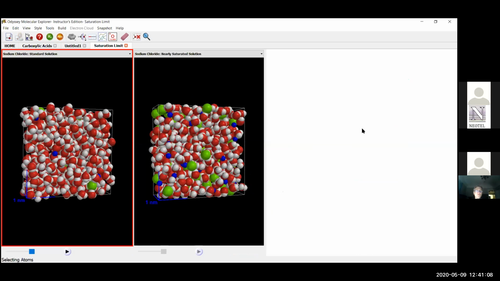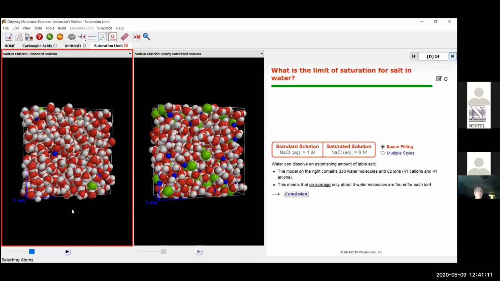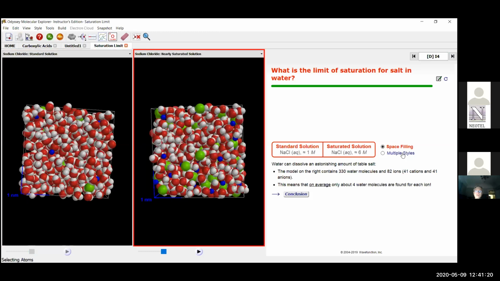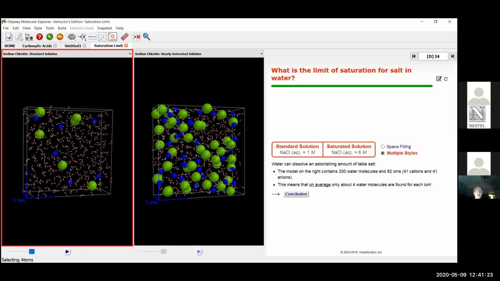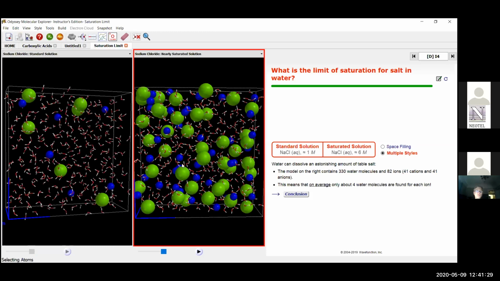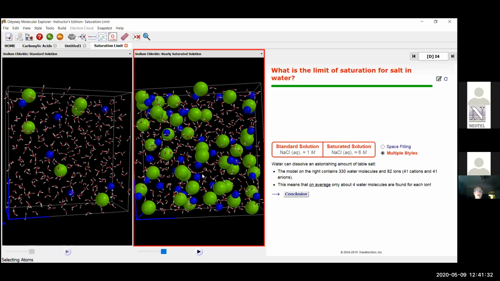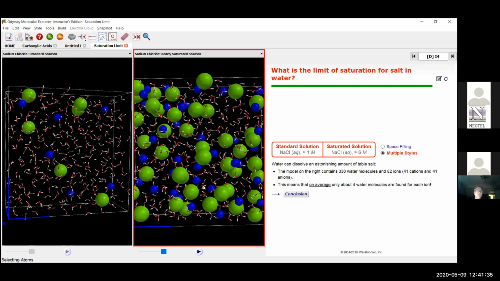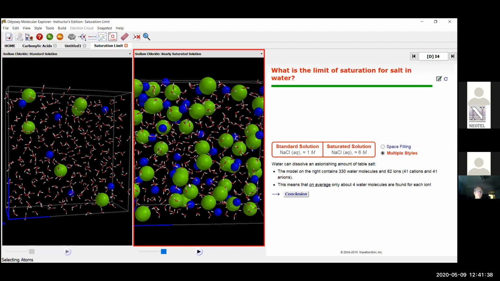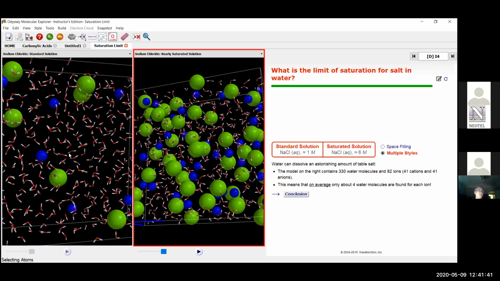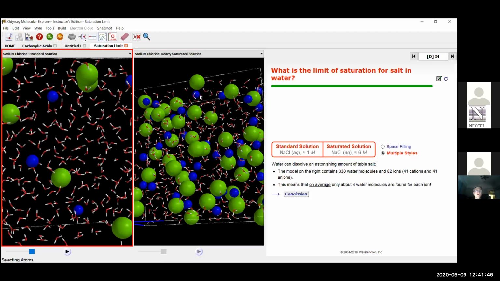Here, limit of saturation for salt and water. On the left side is a standard solution, 1 molar sodium chloride. On the right side, 6 molar. And here you see why activity coefficients and stuff like that become relevant for solutions, because if you get to concentrations like that, the ions are no longer infinitely far away from each other. They are awfully close to each other. Even in the one standard solution, there are maybe just 3-4 water molecules between any 2 ions at any given time. Okay, that's the theme of demonstrations.